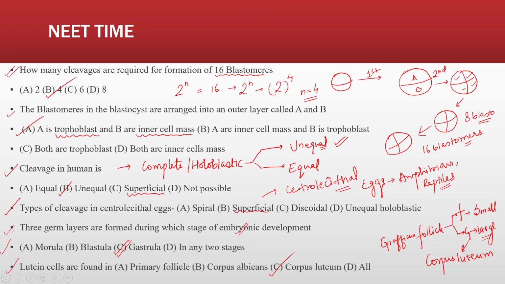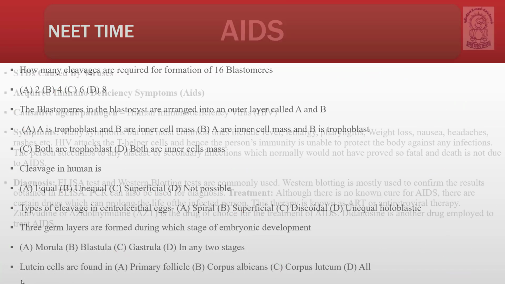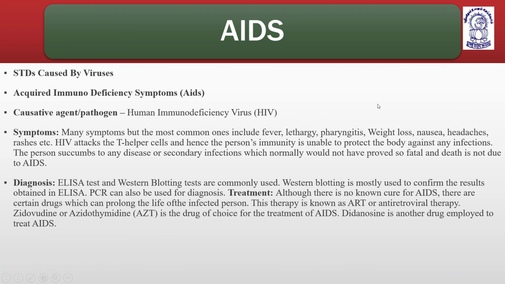Now moving to the next part. We were going to start with the viral diseases, especially the STDs. The sexually transmitted diseases which are caused by viruses: first is AIDS, that is acquired immunodeficiency syndrome.